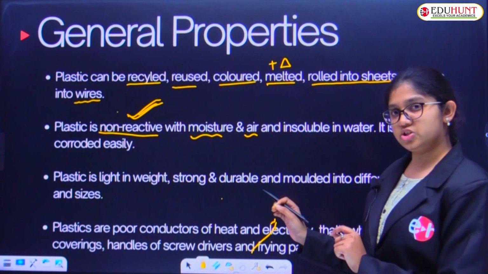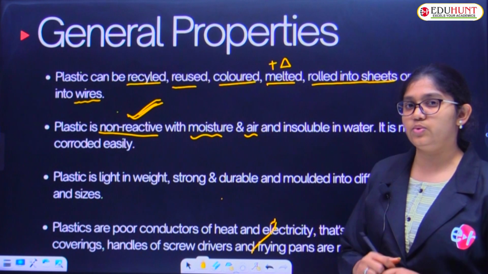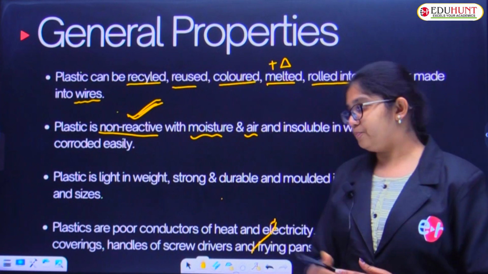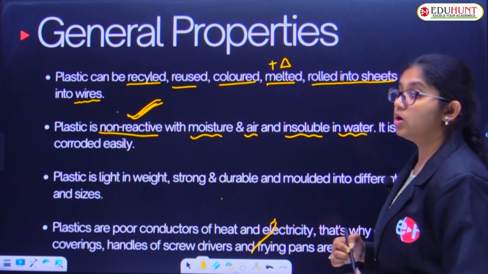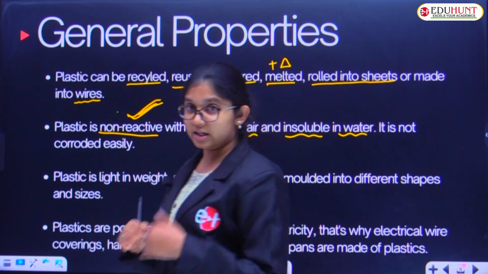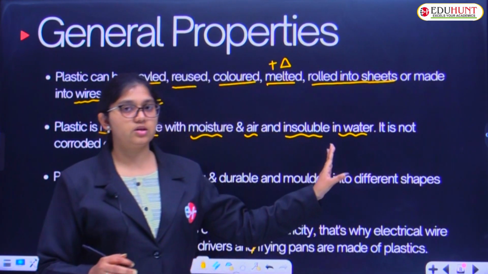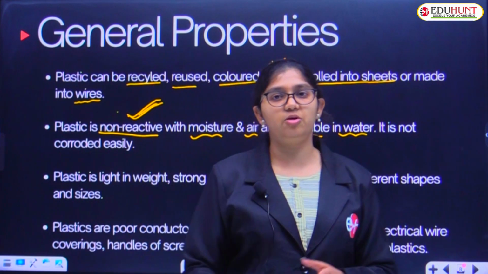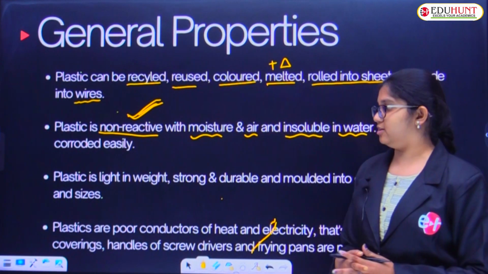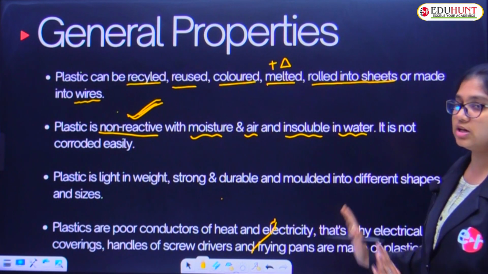Plastic does not react with moisture or air, so it is very safe to use. And it is insoluble in water; it does not dissolve in water. Insoluble in water is also a disadvantage, children, because the rivers and beaches are accumulated with plastic materials. We'll talk about the disadvantages later. First, let's learn about the general properties.